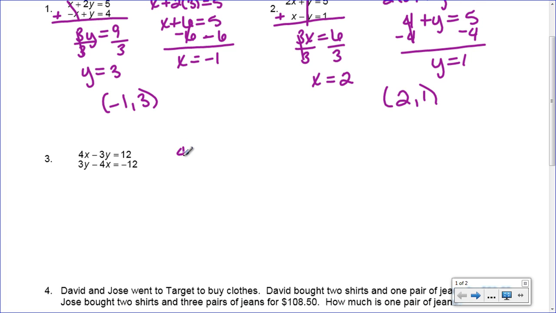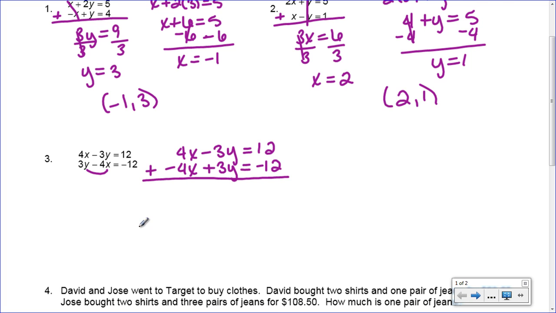I'm going to leave the top equation alone, 4x minus 3y equals 12. But then the bottom equation, I'm going to switch the order of these two because I want the x's to line up. This minus sign in front has to come with it, so it's negative 4x. This was positive, so it's plus 3y equals negative 12. Now everything lines up. You want things to line up. It makes things easy. And when I add these two equations together, you should see that the x's cancel because they have the same number but they're opposite.